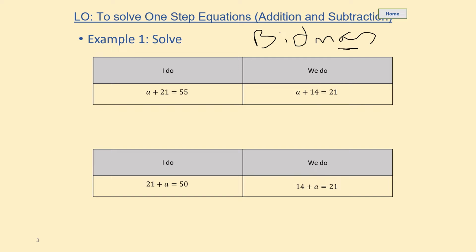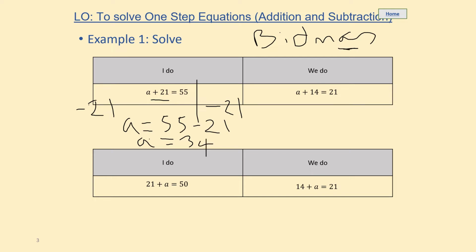Okay, so we're now looking to get A by itself. So on this side here it says add 21. So we're going to subtract 21 from both sides. So A is equal to 55 minus 21. So A will be 34.